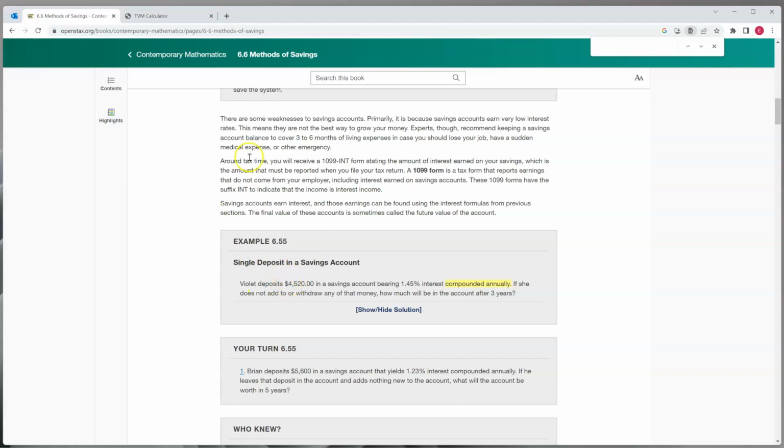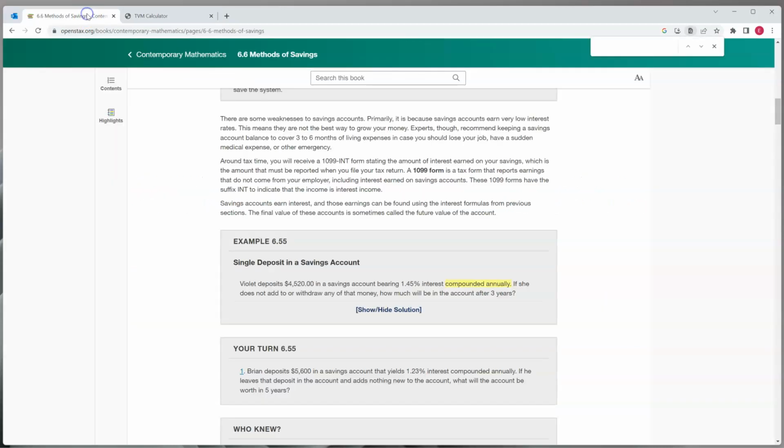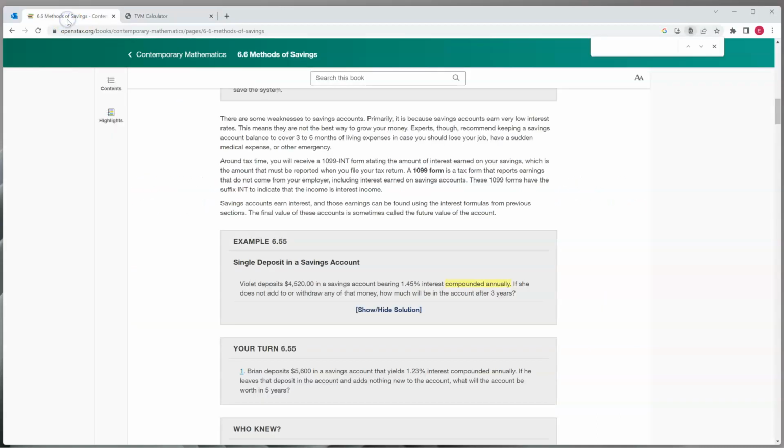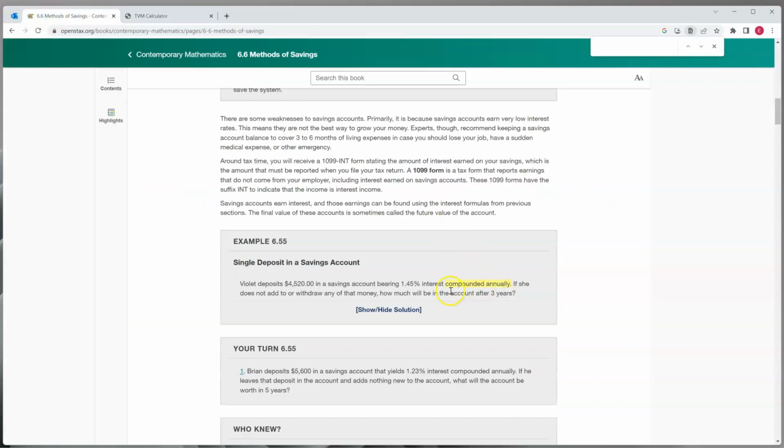So let's look at this example. We've got $4,520 at 1.45%, compounded annually. And this is Violet, and she does not add or withdraw any money.